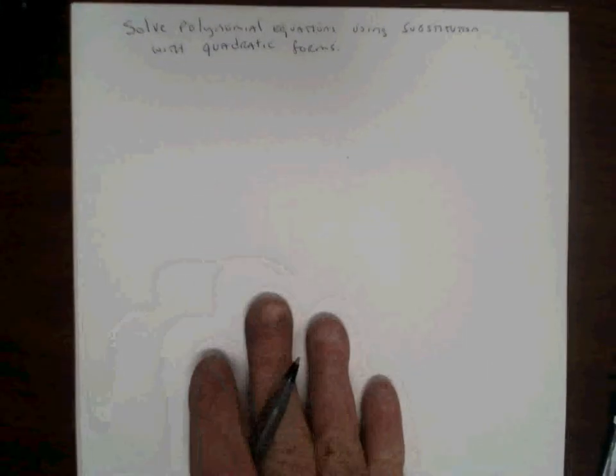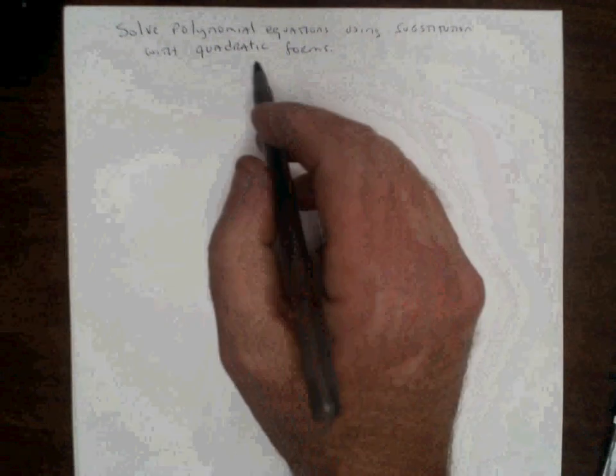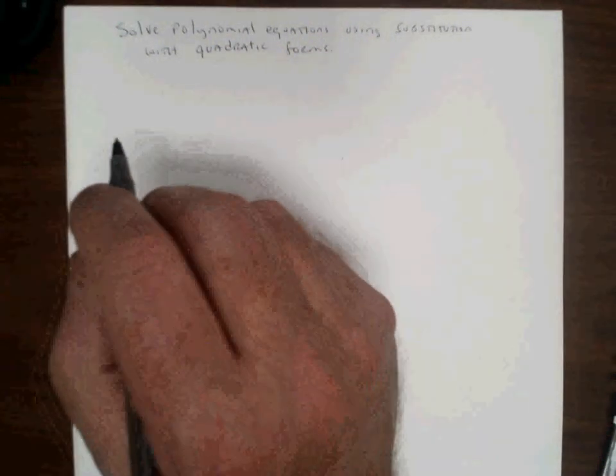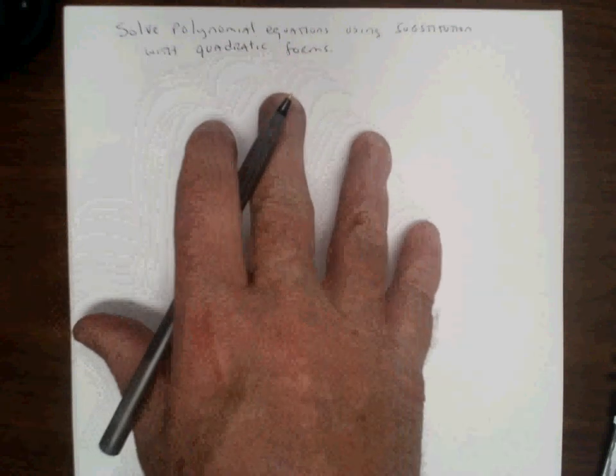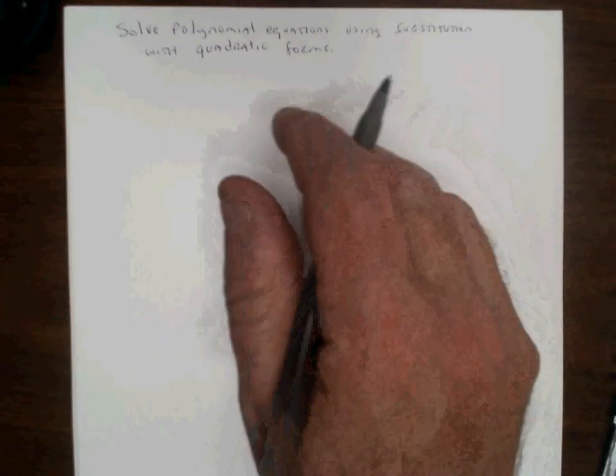Welcome back. This is another video for solving polynomial equations like you'll see on your Edulastic assignment. In this case, we're going to talk about what we call quadratic forms. These aren't necessarily quadratics, but they have a form that could easily be turned back into quadratics.